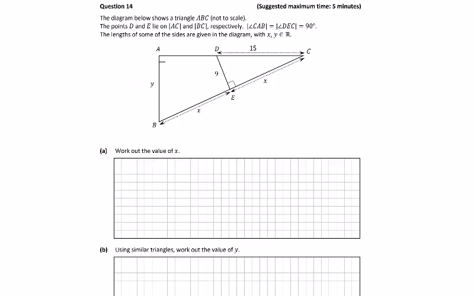And the next part's number 14, the last part of the test. Part A, we're asked to work out the value of x, but it might help to read the question. So it's not to scale. We have CAB and DEC, both 90, which we can see here by these symbols. DEC, this one here. So we have similar triangles, it looks like, in this question. So if we write down, this is DEC, they just have them the wrong way around.